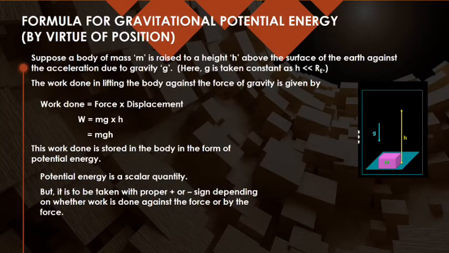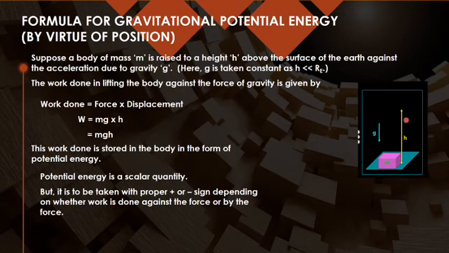Gravitational potential energy with you first, which is because of its position. Now, if you have a box of mass m kept on the surface of the earth and it is being raised to a height h, then what happens? You are working, of course, against the gravitational force.